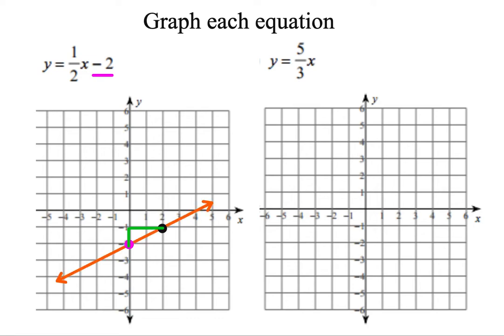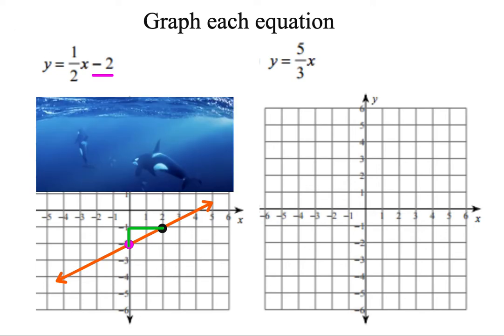We've graphed that line. This one, because it starts underneath, I was thinking it's something that might happen underground or underwater. So maybe this is the height of a whale over time. It starts 2 meters below the surface, and then it goes up 1 meter every 2 seconds. Up 1, over 2. And then it keeps doing that.